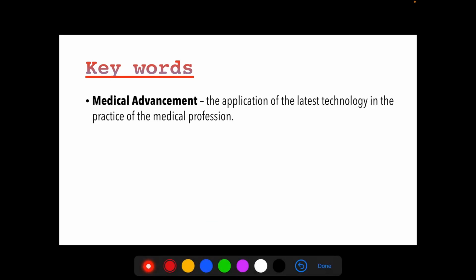Also, we have the medical advancement. It's the application of the latest technology in the practice of medical profession. You have to take note that you are working or you will be working in a clinical laboratory wherein you will be utilizing machines in order to analyze the samples of different patients, right? So it's just proper that you are knowledgeable enough on the latest technologies, advancements and innovations that take place in your field in order to know the usage and also the functions and the principles of this medical advancement.